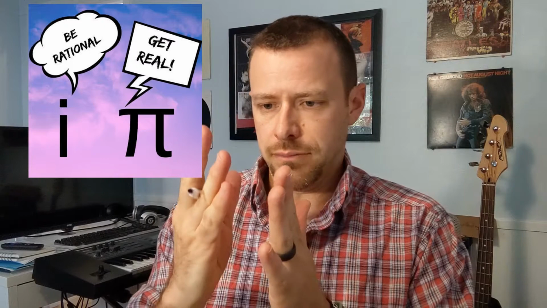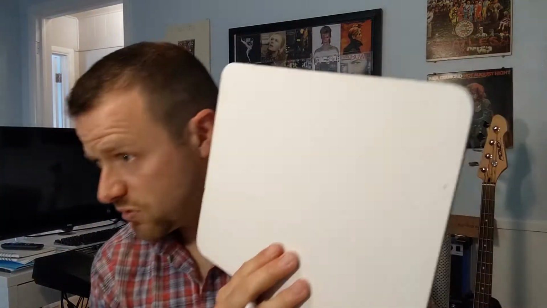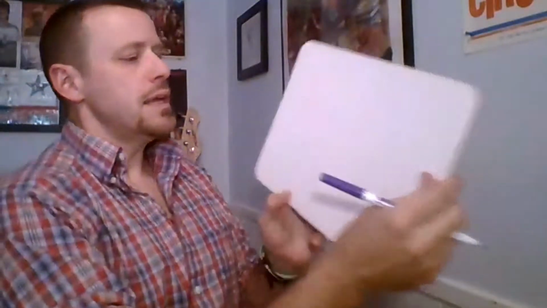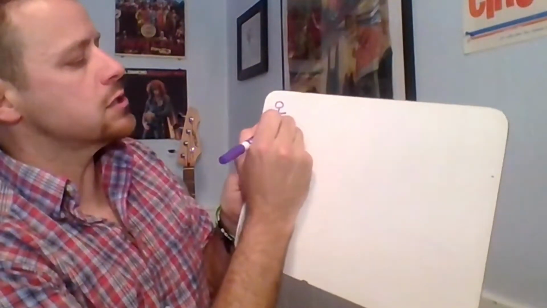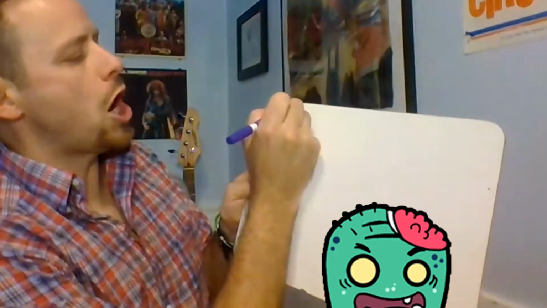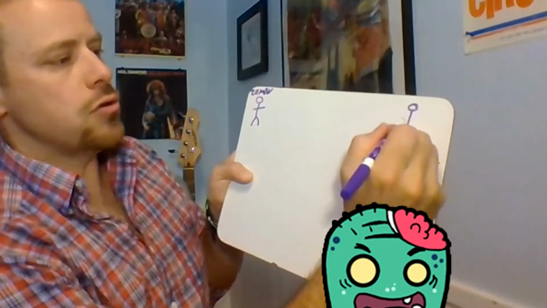Today I want to talk about irrational numbers. Let me explain. Irrational numbers are simply numbers where, when we begin to think about the decimal and where it ends, it never ever stops. Probably the fastest way to explain it, let me see if I can grab myself a little whiteboard here, is if I take a zombie, brains, and here is you.